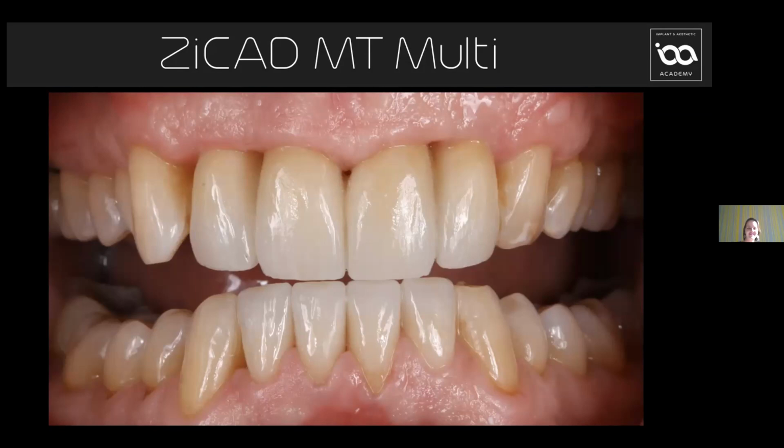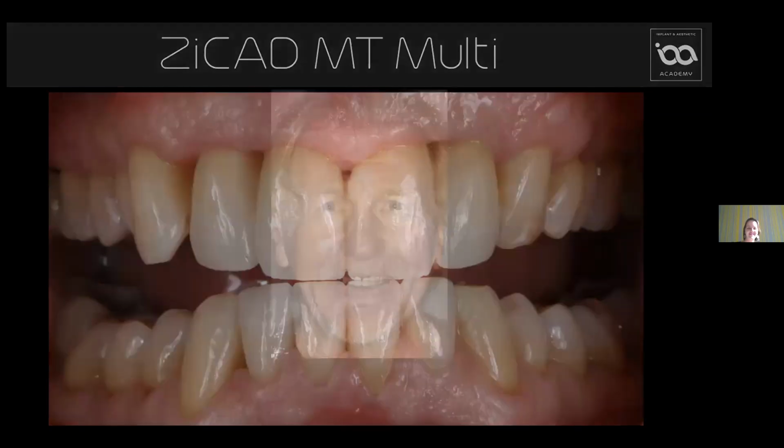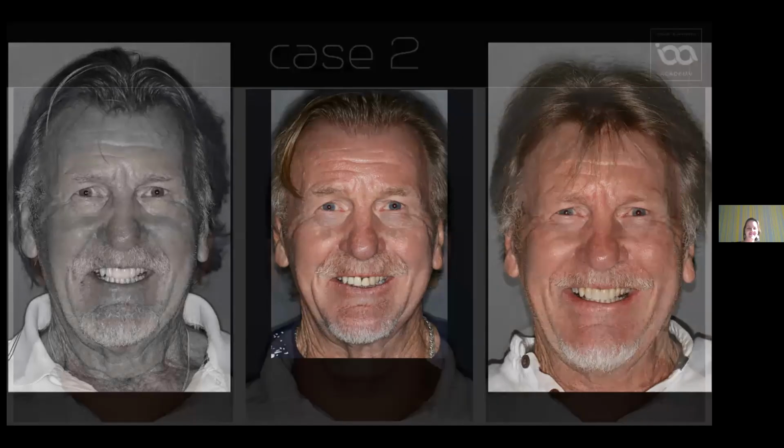And if you look at the lowers, I think they look amazing. Ultimately, patients judge us, as we know, by these pictures. And apart from the fact that he kept his teeth, he was super happy. And in this case, I think it is about three, four years ago that we did it. That was when we used ZirCAD Multi. It was beautiful, it was aesthetic.